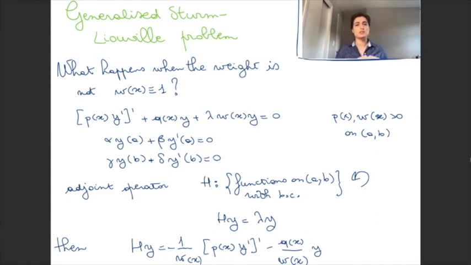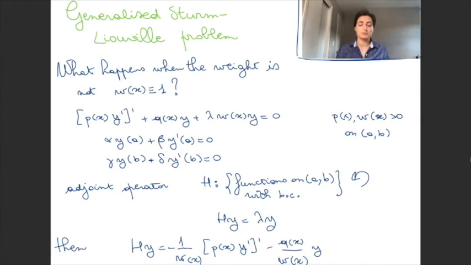Let's get to the generalized Sturm-Liouville problem. So the generalized Sturm-Liouville problem is when the weight, that is the w that is multiplied by lambda and y in our Sturm-Liouville problem, is not constantly equal to 1. So the weight can actually take positive values. And everything else is the same. The self-adjoint operator H goes from the space of functions on A, B with boundary conditions to the same space of functions on A, B with boundary conditions.